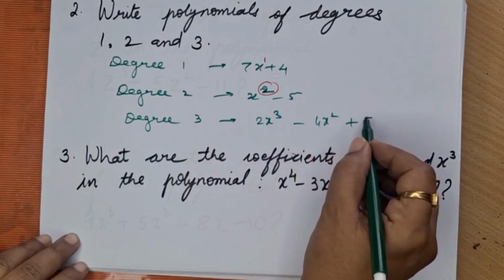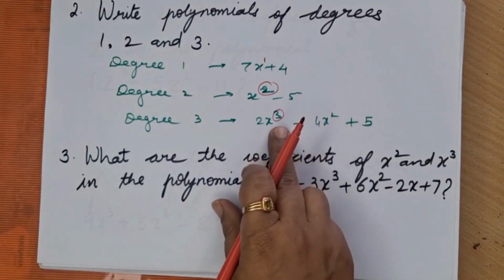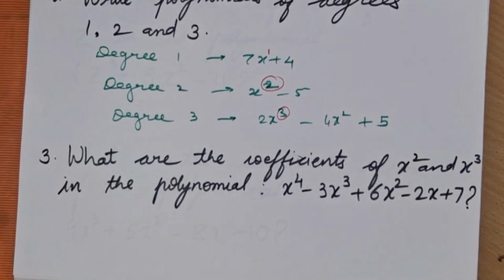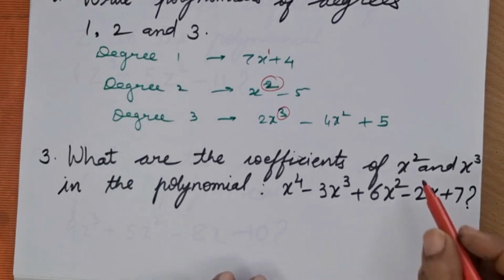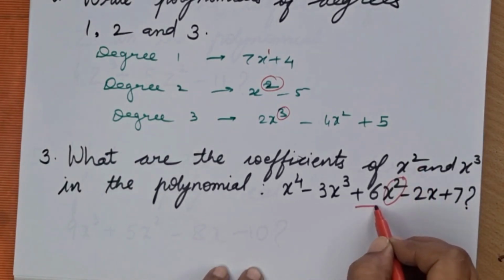For degree 3, 2x cube plus 4x square plus 5. Yes. Now, question number 3. What are the coefficients of x square and x cube in the polynomial x raised to 4 minus 3x cube plus 6x square minus 2x plus 7?